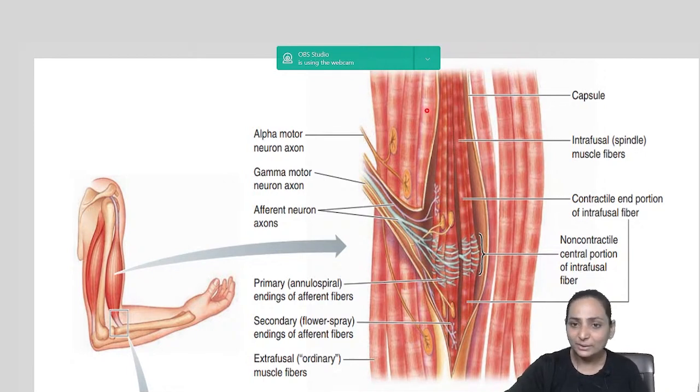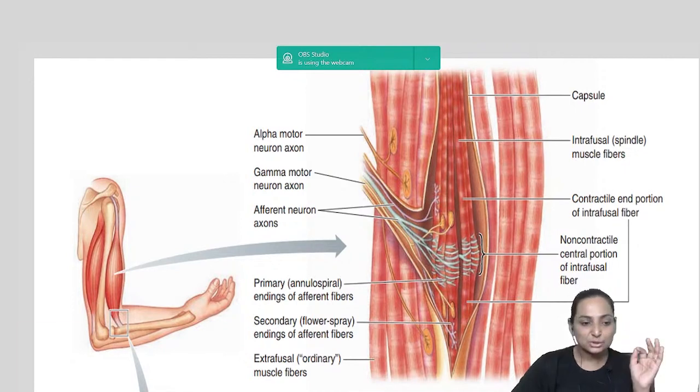Boys and girls, look very carefully: the peripheral portion of the intrafusal muscle fiber is merged with the extrafusal muscle fiber. So whenever we stretch the extrafusal muscle fiber, there is by default a stretching of the peripheral portion of the intrafusal muscle fiber as well.